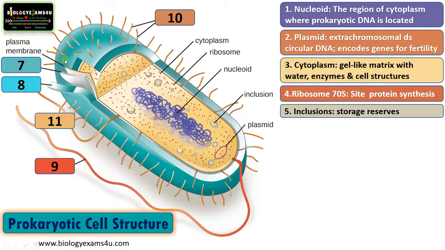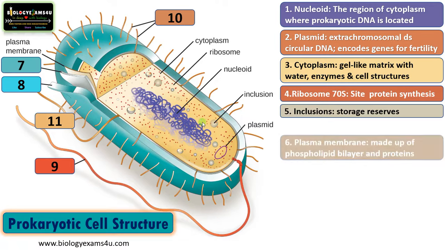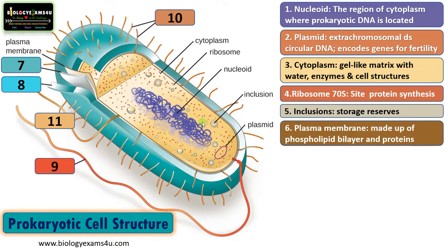And the next structure is the plasma membrane. Plasma membrane, just like in eukaryotes, is made up of phospholipid bilayer and proteins. It is selectively permeable and it controls the passage of materials and ensures a constant internal environment within the prokaryotic cell.